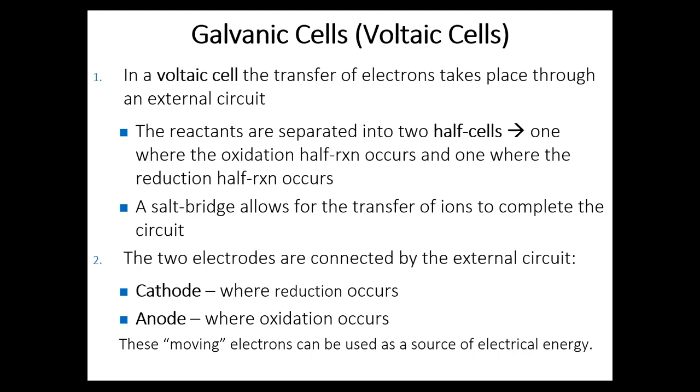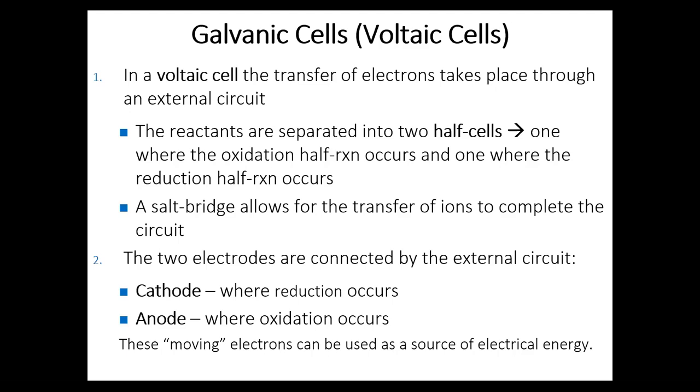Then these two chambers are connected through a salt bridge that allows the transfer of ions to complete the circuit. Otherwise the circuit will not be completed. So we need a salt bridge between the two electrodes. There's more about the salt bridge and why we need it, which we will discuss later, but let's move on to the next point.